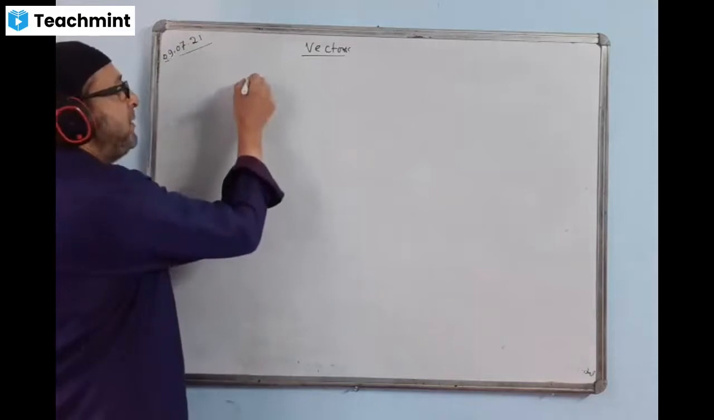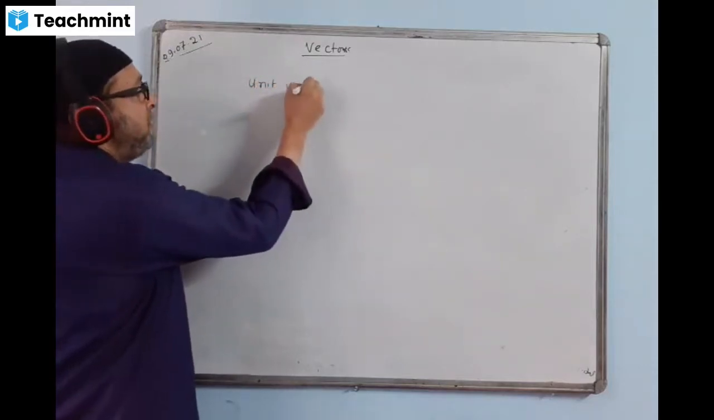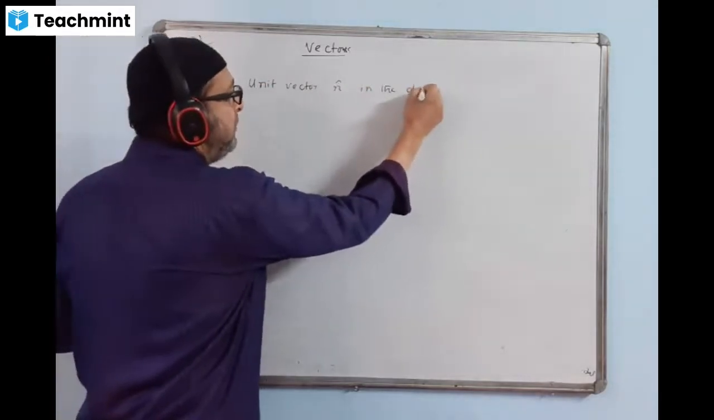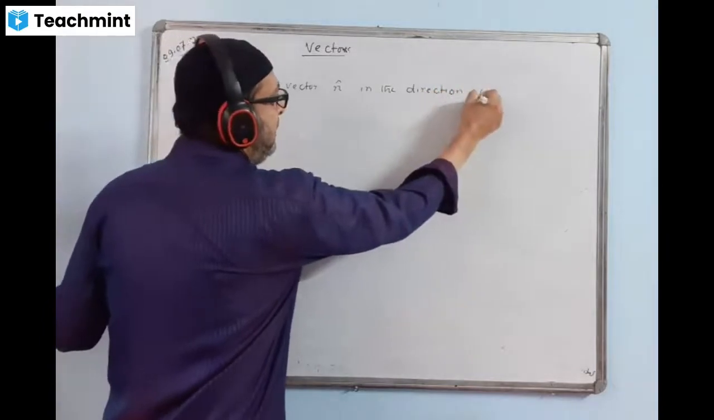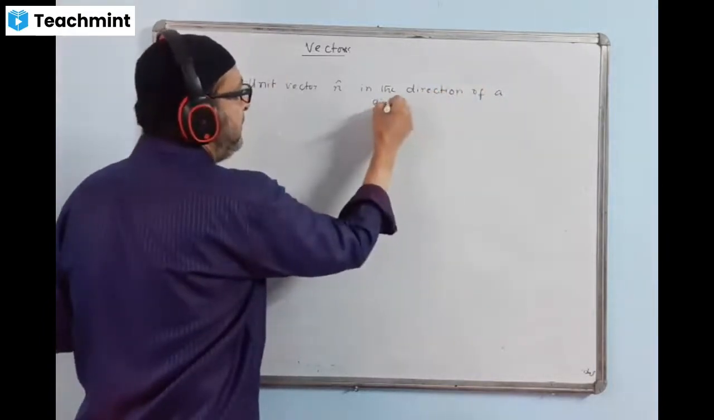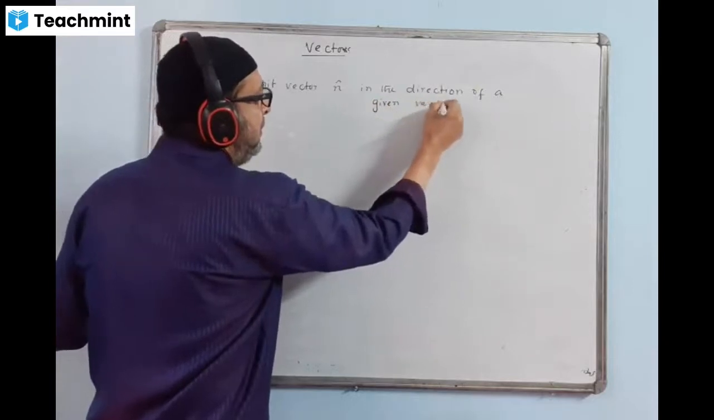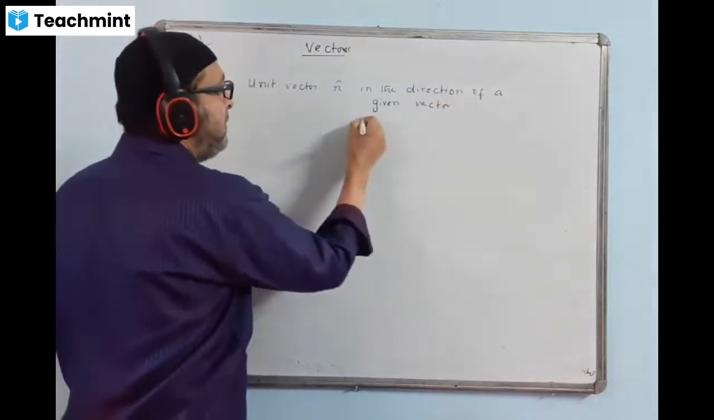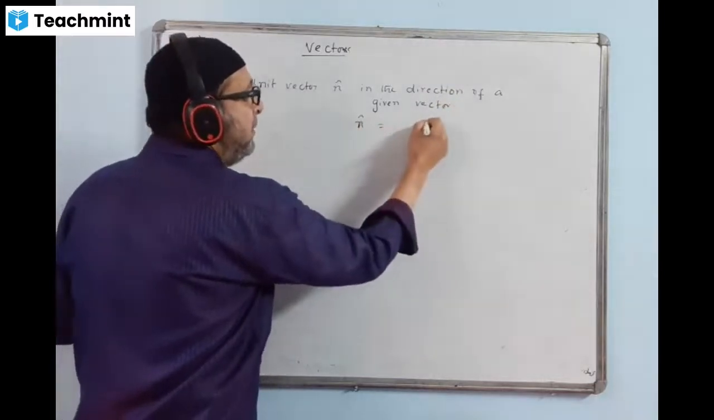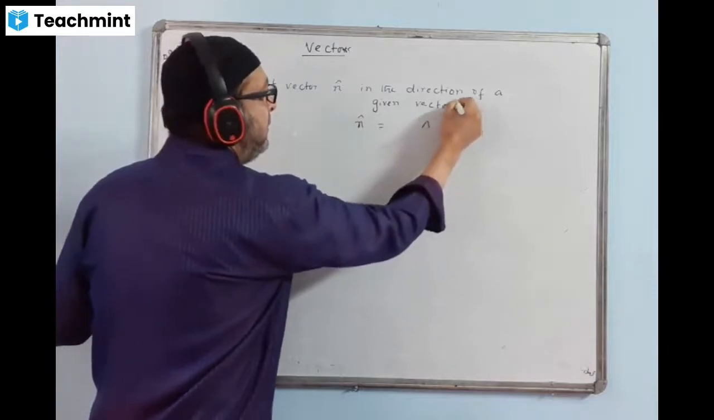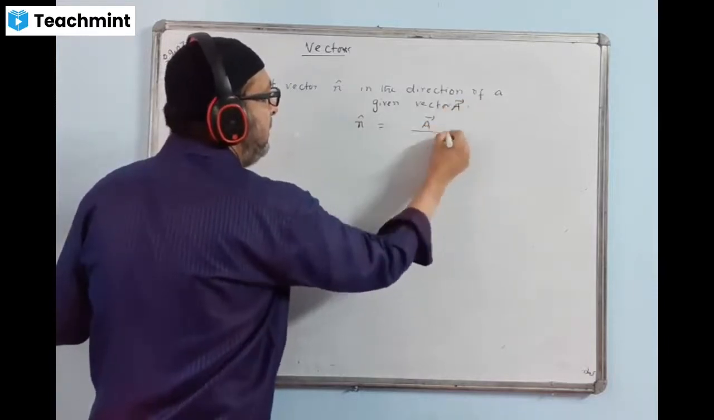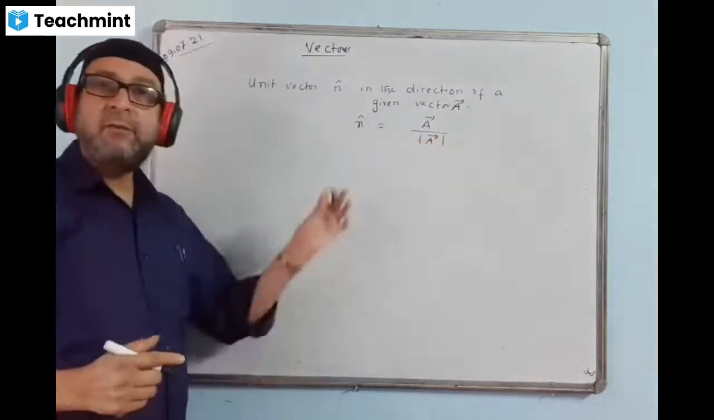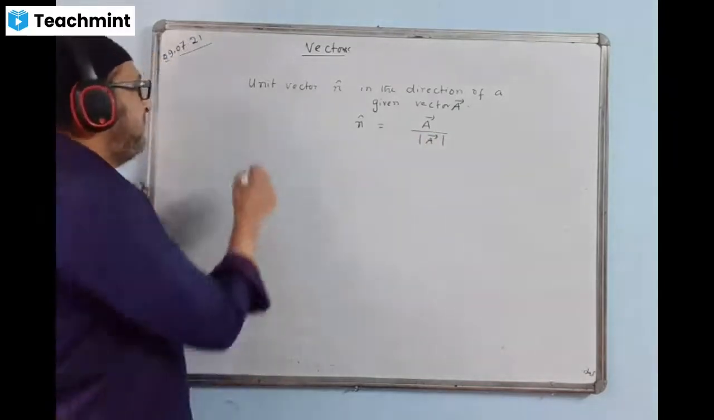There are two formulas of unit vector. On unit vectors, n cap in the direction of a given vector: the formula for n cap will be that vector A divided by the magnitude of the vector A. This is the magnitude of the vector, and this is one unit vector.